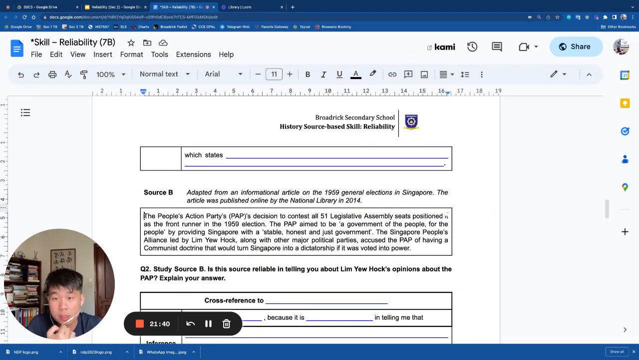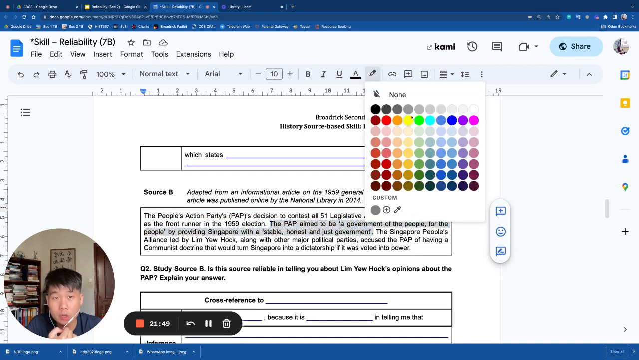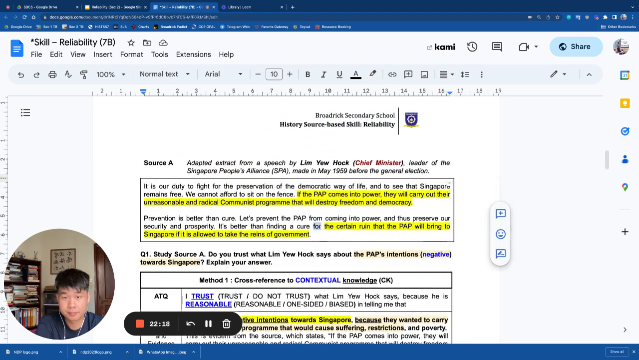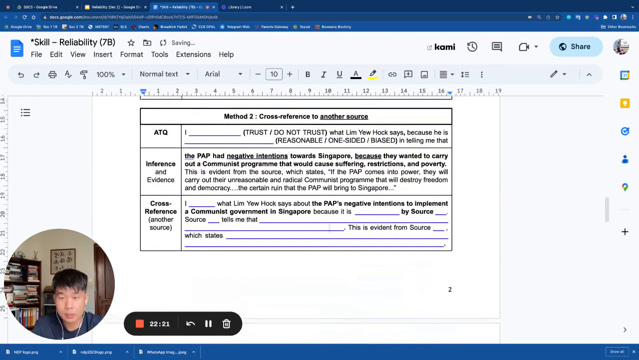Let's look at this source. The PAP's decision to contest all seats made it a front runner. The PAP aimed to be a government of the people, for the people, by providing stable and honest government. Right? The Singapore People's Alliance, led by Lim Yew Hock, accused the PAP of having a communist doctrine. So here it says that Lim Yew Hock accused the PAP, but in fact the PAP aimed to be a government for the people, of the people, and giving stable government. So this is the sentence we really want, the PAP's intentions. So I'm going to take this sentence. I'm going to park it here.